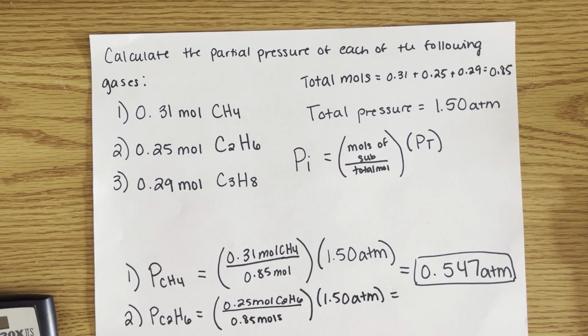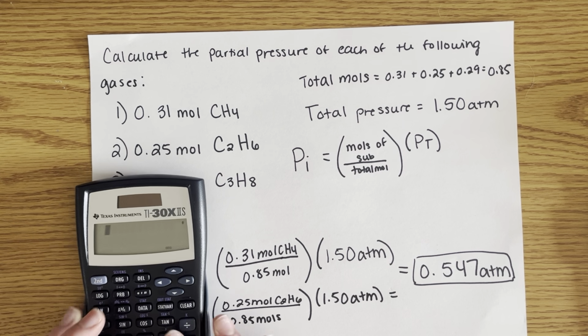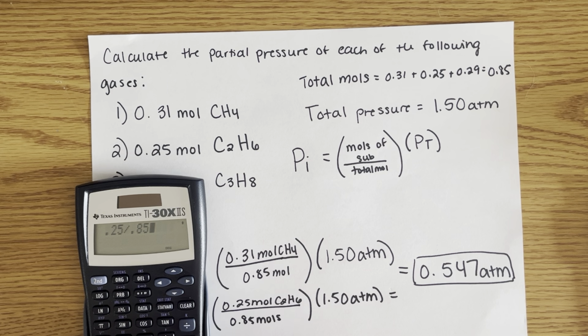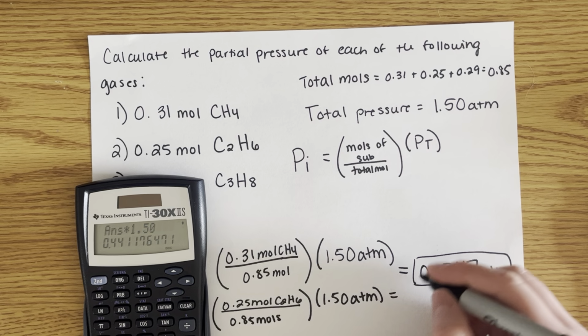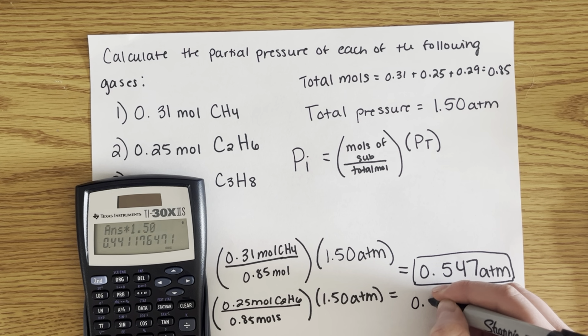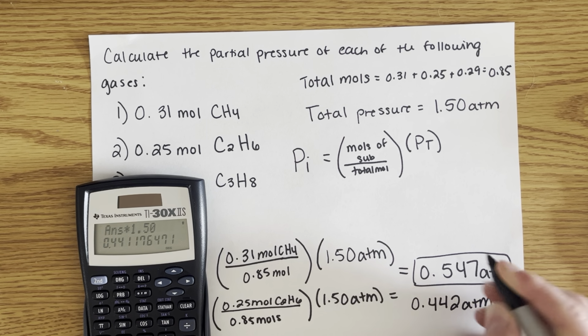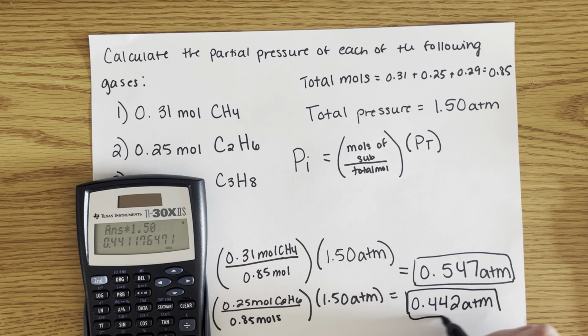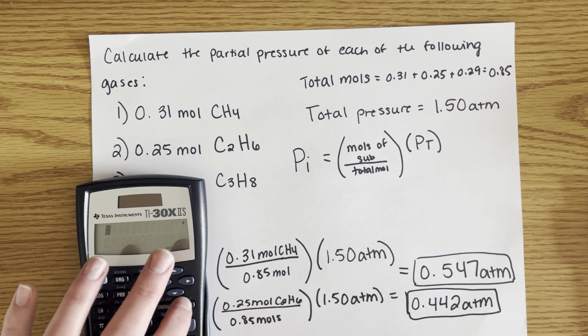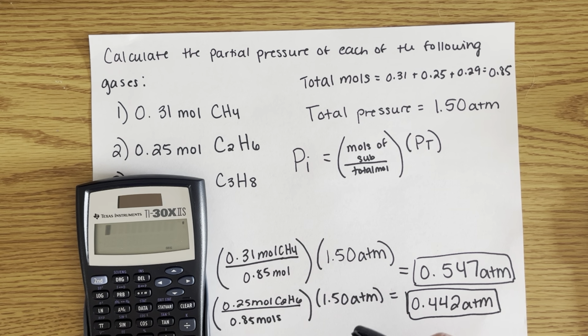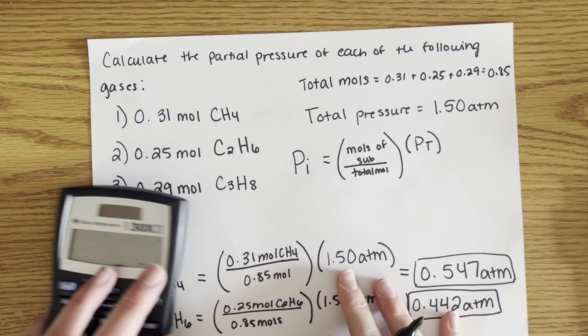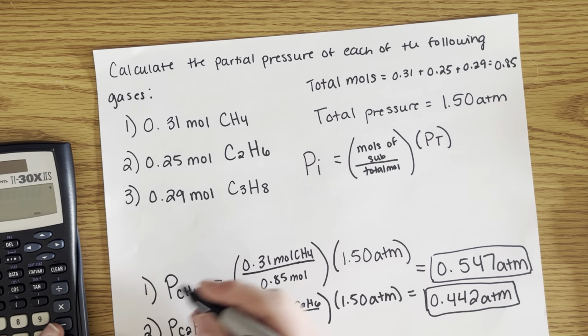We can calculate this out and do 0.25 divided by 0.85 times the 1.5, and we're left with 0.442 atm. Now, in terms of sig figs, that's something that you'll have to discuss with your professor or your instructor on how they want to do their sig figs, because each teacher is different.